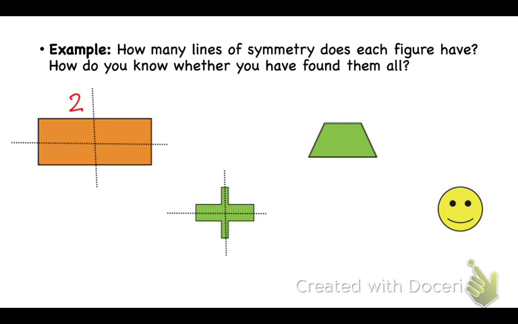Okay, Sarah. How about this next one? 1. Where at? Down the middle, vertically. Why not horizontally? Because the top's smaller than the bottom, right? Why not diagonally? Because it doesn't match. And I can test it out. That's all I need to do, right?